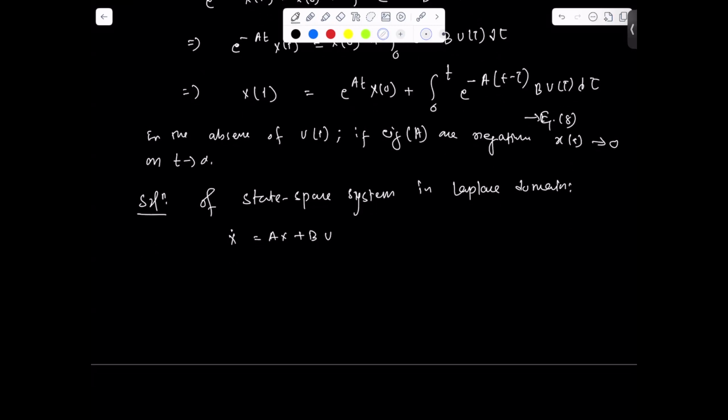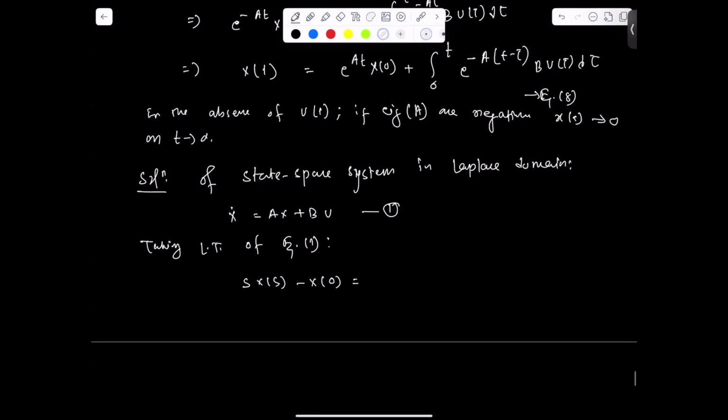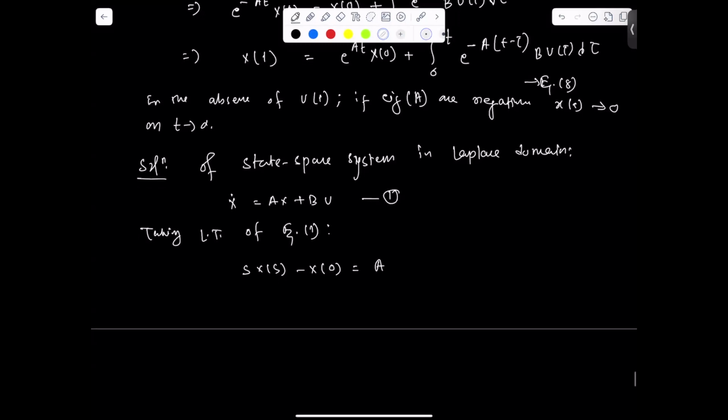So now let's take the Laplace transform. Equation 1 we can write as sX(s) minus x naught. This is the standard formula: if you take the Laplace transform of the time derivative function, this initial term will come, and AX(s) plus BU(s), right?